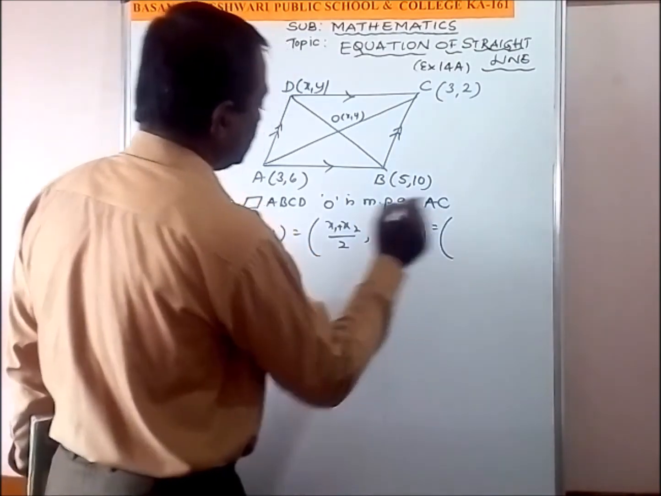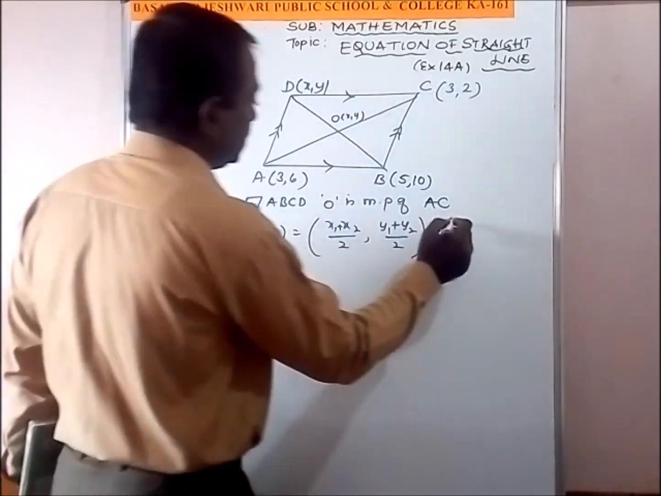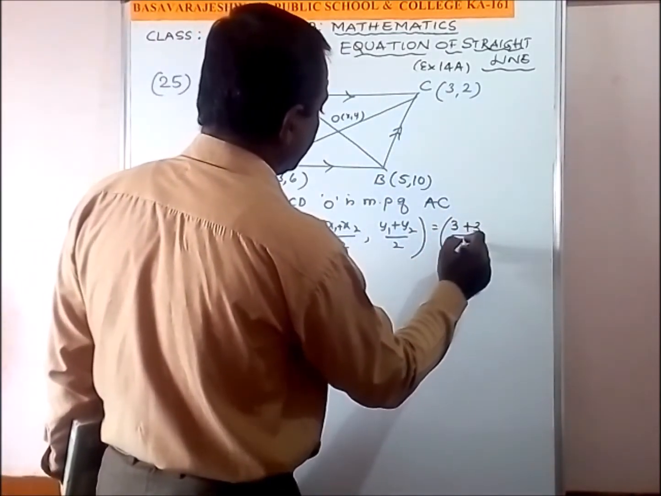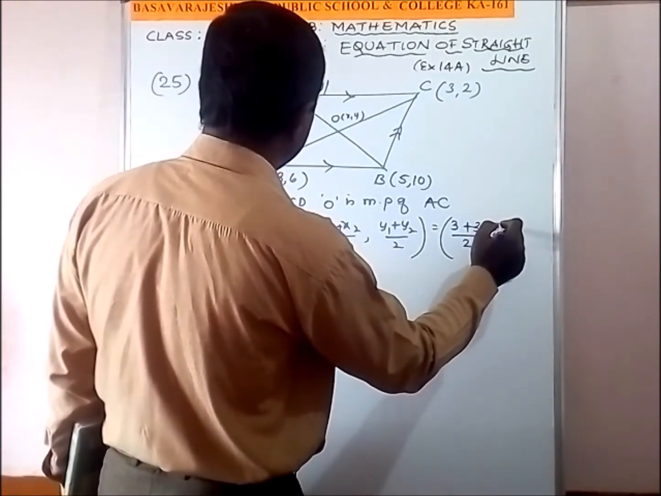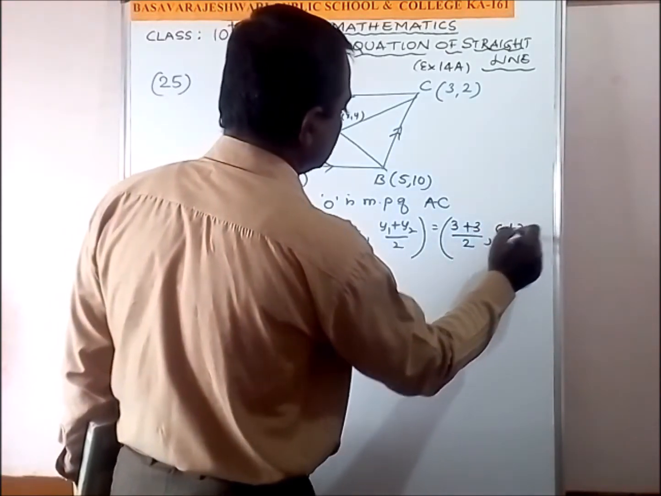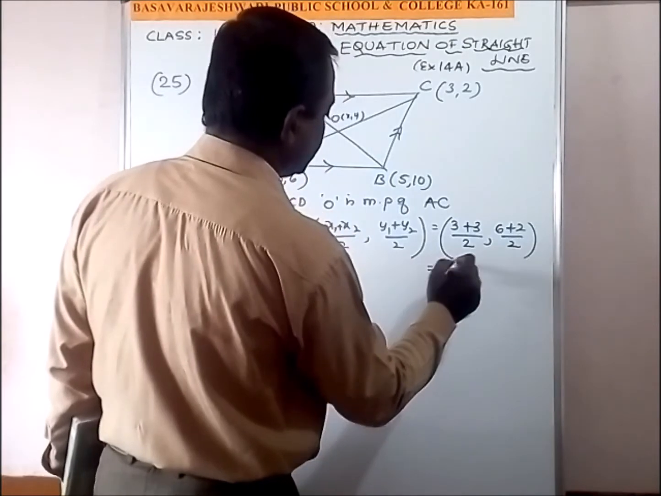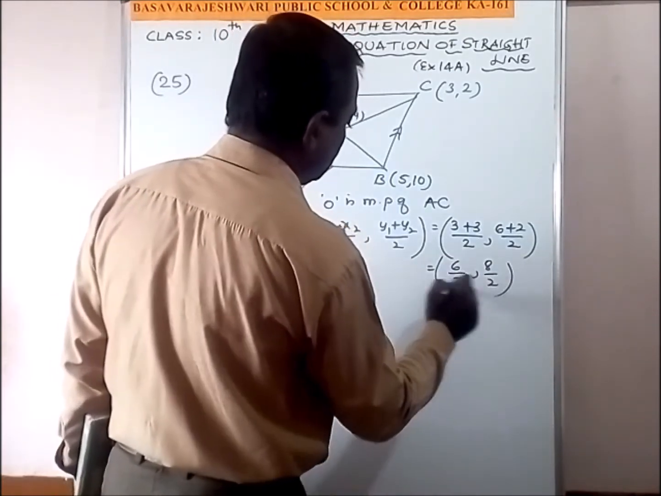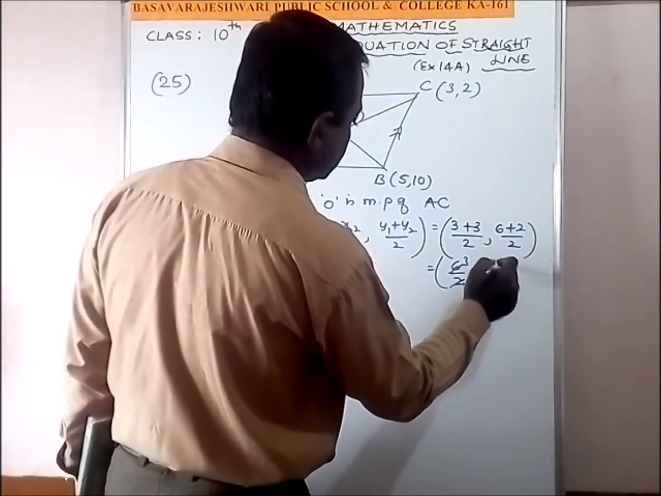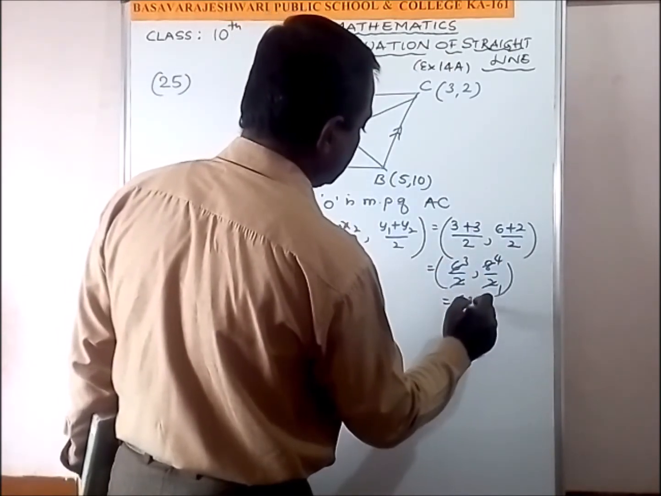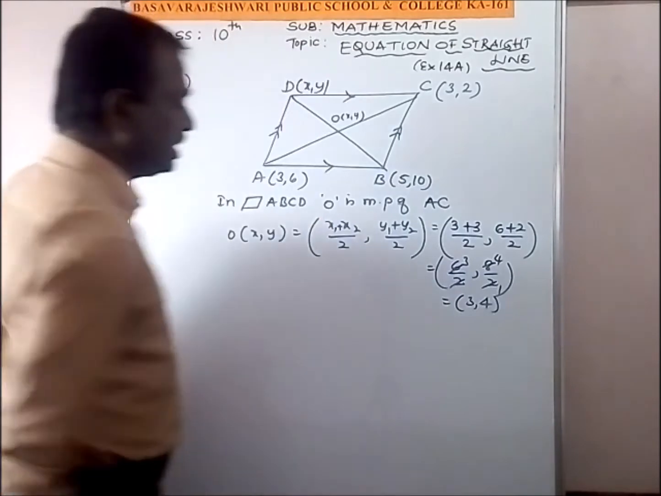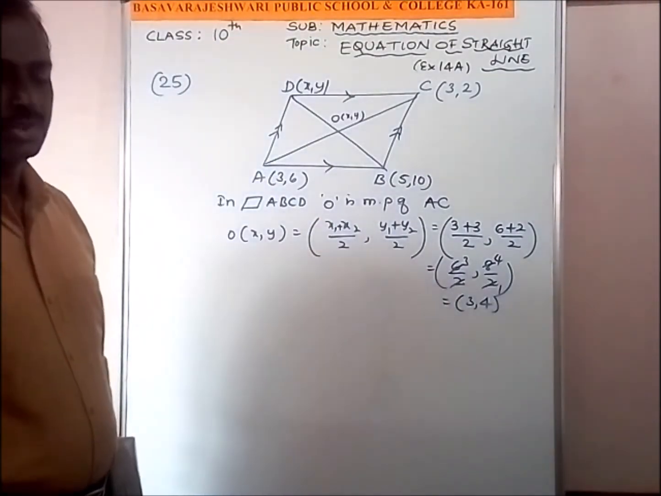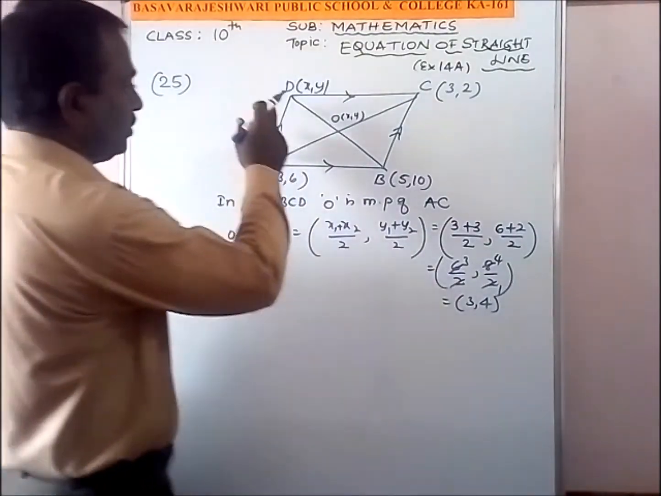That is equal to, what is x1 here? 3 plus x2 is 3, by 2. Next y1 is 6 plus 2, by 2. That is 6 by 2, 8 by 2. Two ones are two, two threes are six, two ones are two, two fours are eight. That is (3, 4), the coordinates of O. If the coordinates are given, we can find out.